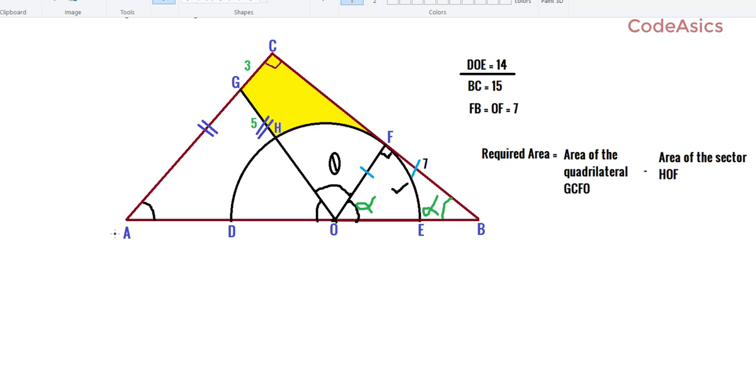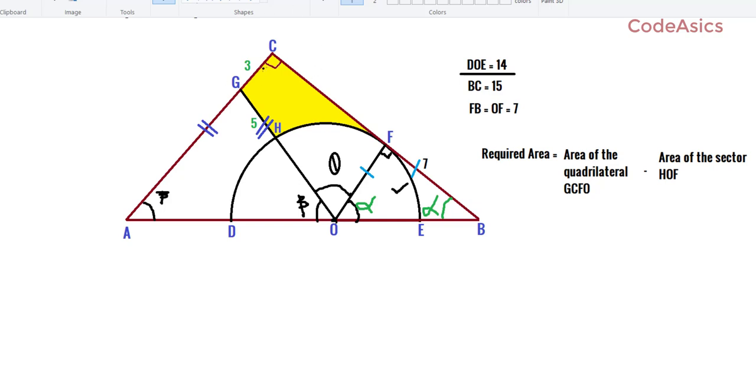However, since GA and GO are equal, they will be making the same base angle. Now I'm going to take this base angle as, say, some beta, right? If this is beta, this one is also going to be beta. Now I can easily get beta from here. How do I get beta? Just alpha plus beta plus 90 is going to be equal to 180.